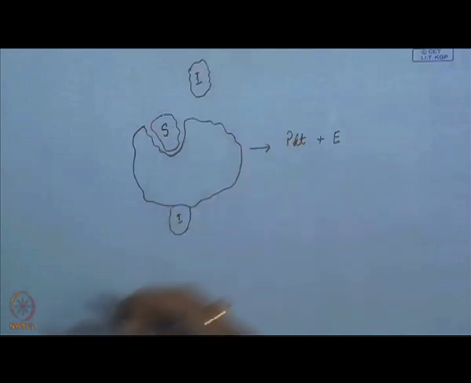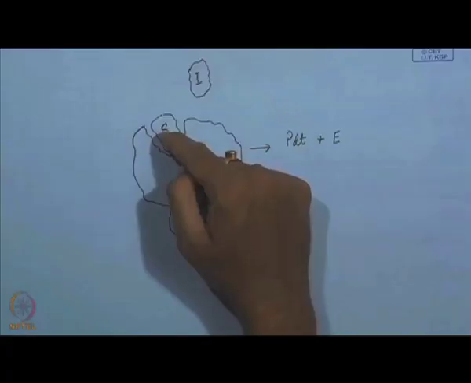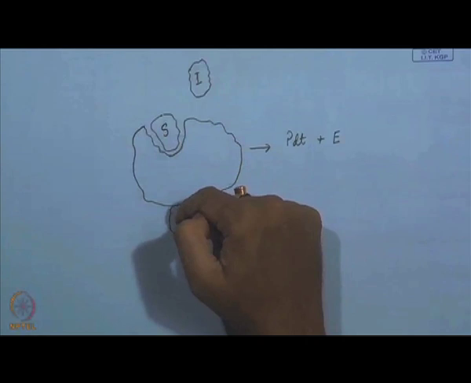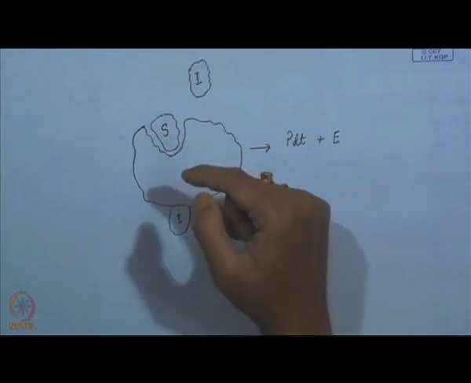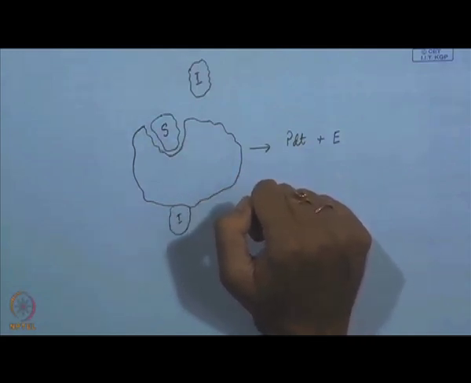The third situation is that many inhibitors may do both of these: at the same time, they may bind here and also bind at a different place. So they are doing it in a parallel fashion. As I told you, the types of inhibition are competitive, non-competitive or mixed, and the third one is uncompetitive.